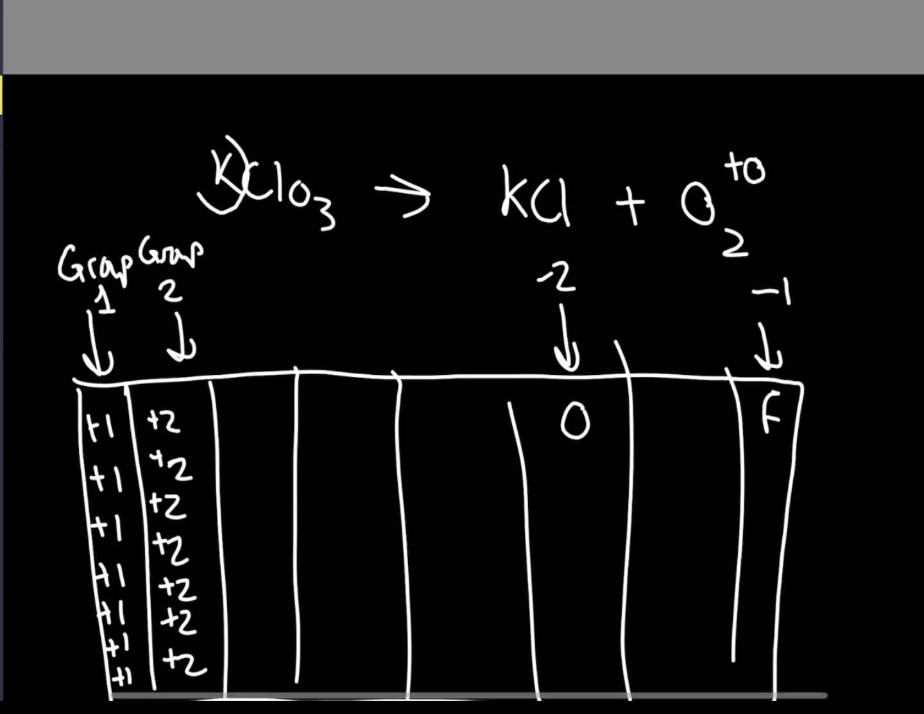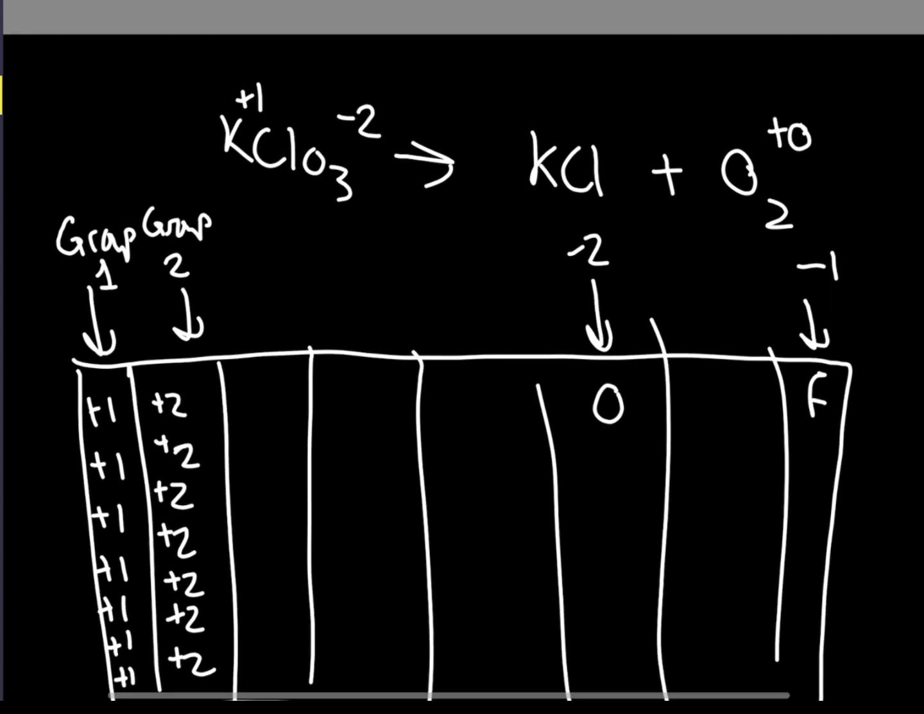K is a group 1 element, and what do we say about group 1 elements? They have a +1 oxidation number, which means K has a +1 charge. We also know that oxygen has a -2 charge. Overall, the molecule itself is neutral, so it's like in an ionic compound where the positive charges and the negative charges balance each other out.